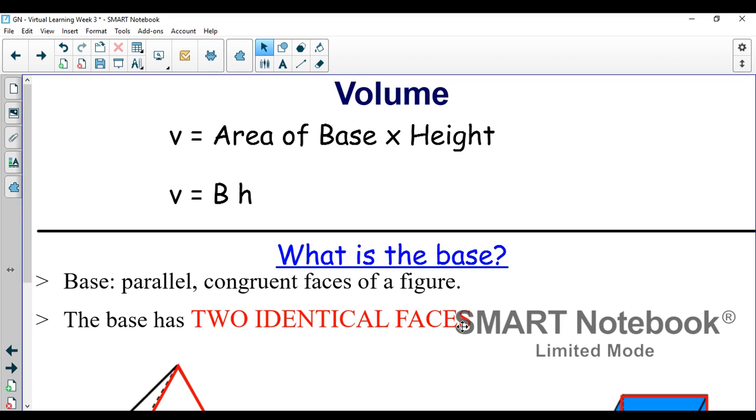All right, quick little tutorial on volume for anybody out there that still needs help. So I'm just going to do a quick three little slide tutorial.